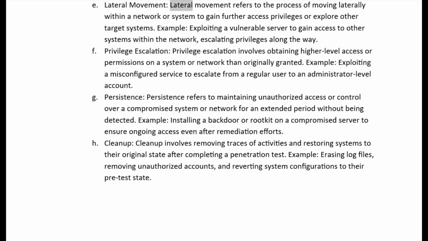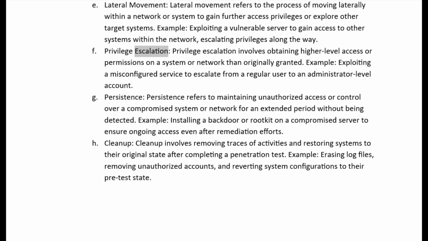Lateral movement. Lateral movement refers to the process of moving laterally within a network or system to gain further access privileges or explore other target systems. Example, exploiting a vulnerable server to gain access to other systems within the network, escalating privileges along the way.